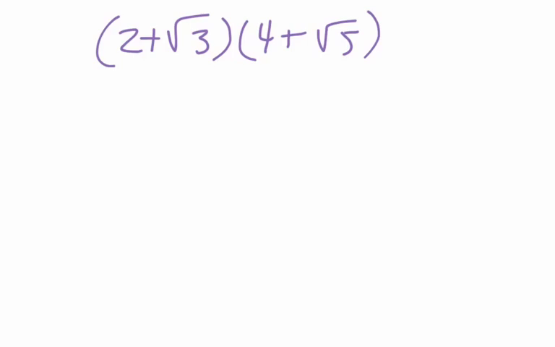So here we go. These are two binomials, so we do need to FOIL it together, or distribute. I prefer to think of it as distributing, and FOIL comes in handy as a verb. We do 2 times 4, which is 8.